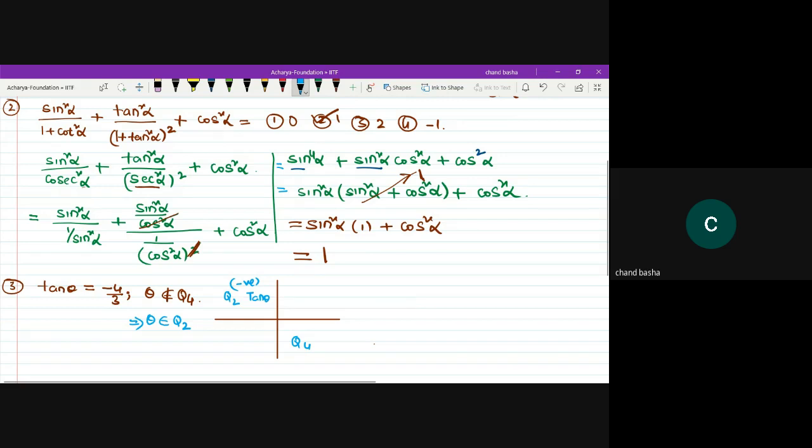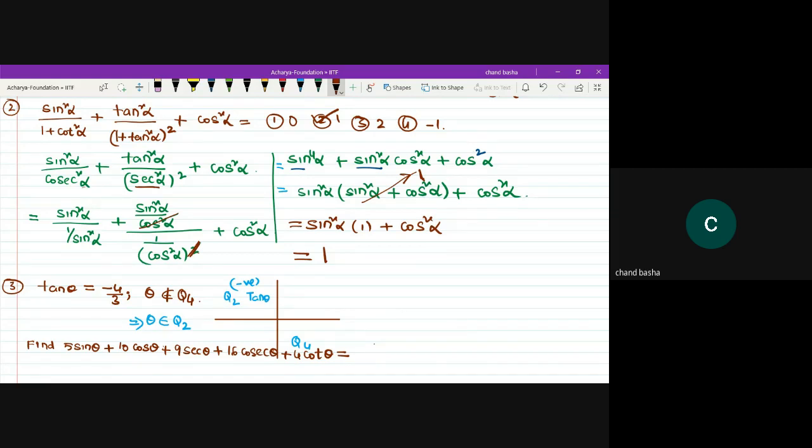Now, what he's asking is to find the value of 5 sin theta plus 10 cos theta plus 9 sec theta plus 16 cosec theta plus 4 cot theta. 4 times cot theta is equal to how much?